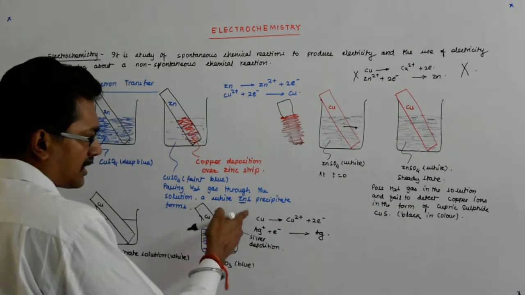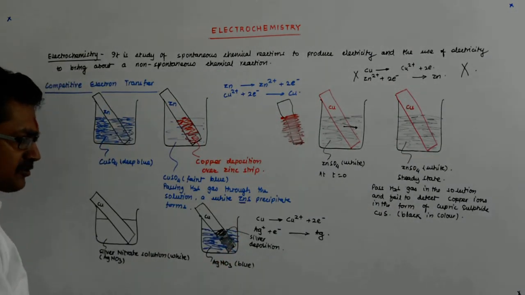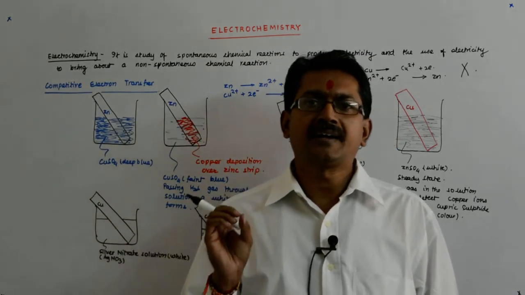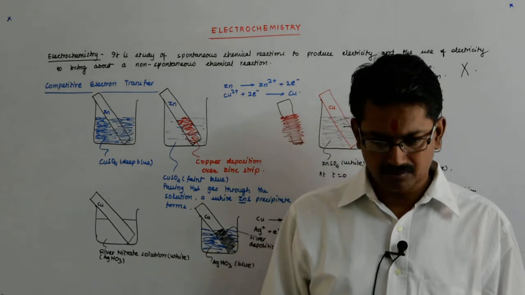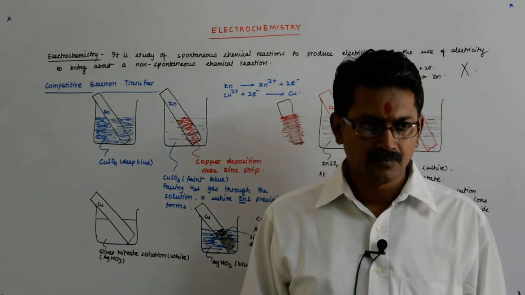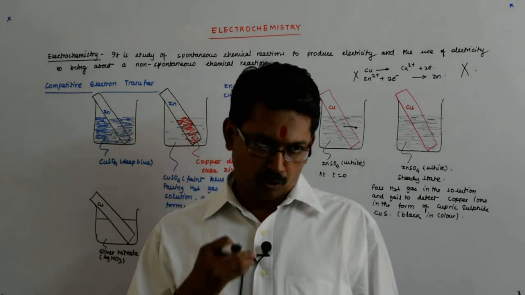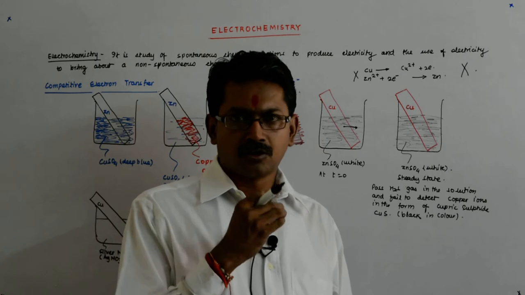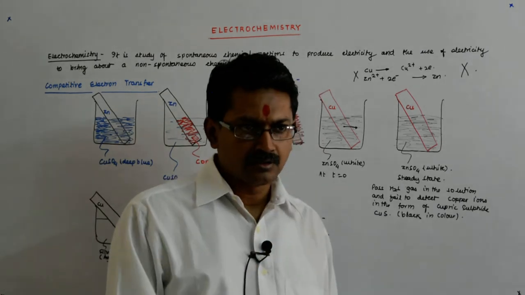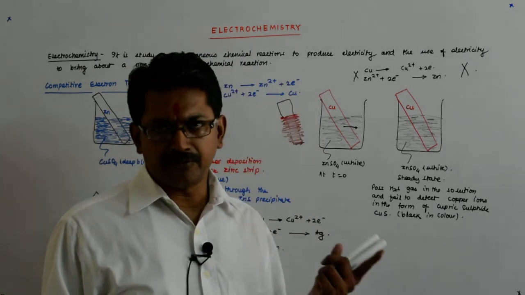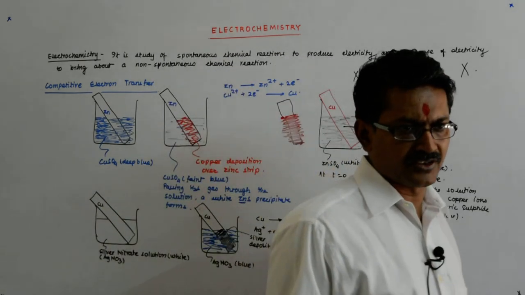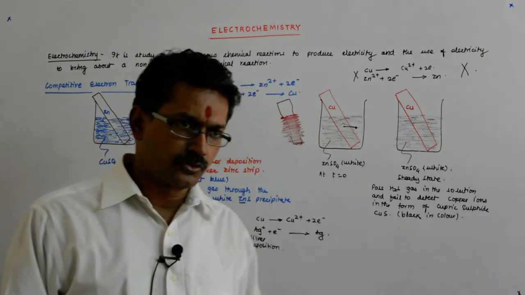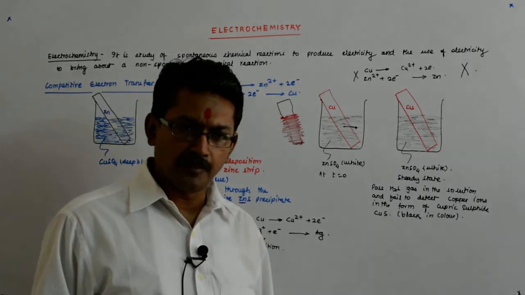So what has happened? Copper has forced silver to accept the electrons. So zinc forced copper. Copper could not force zinc. Copper forced silver. Okay, and if you reverse the whole process, you'll find that silver is not able to push the electrons onto copper.